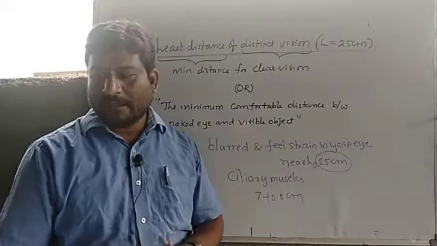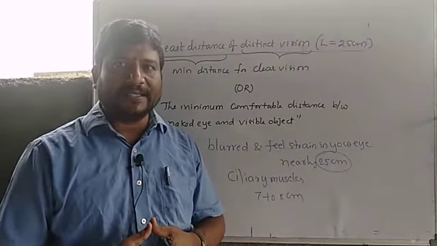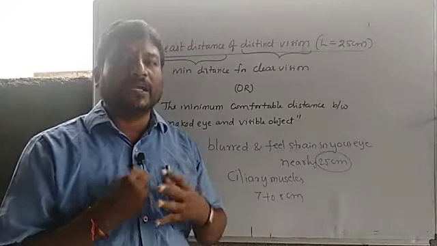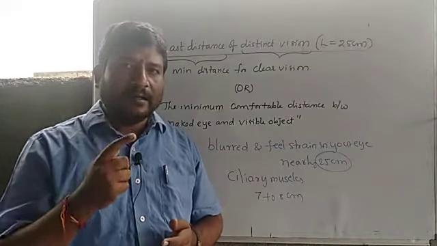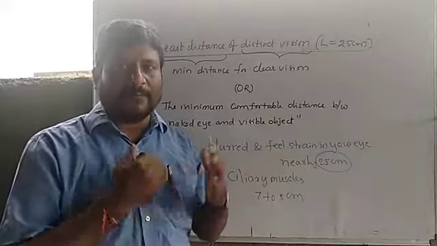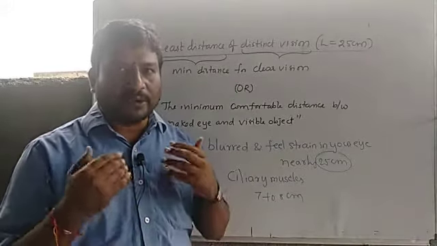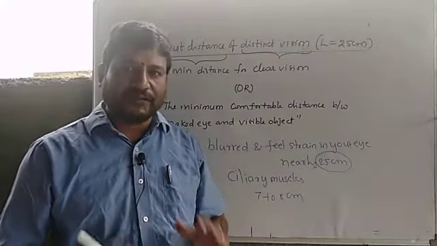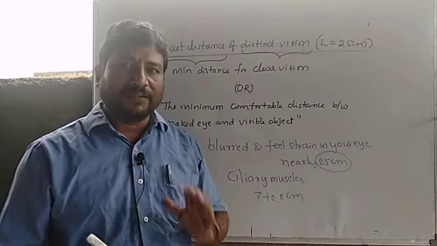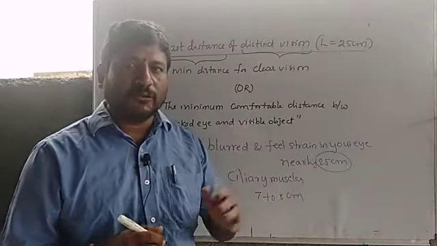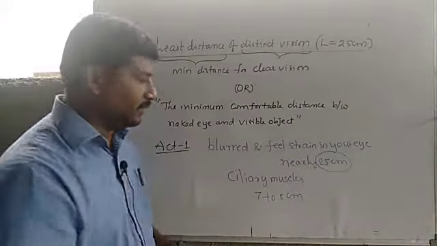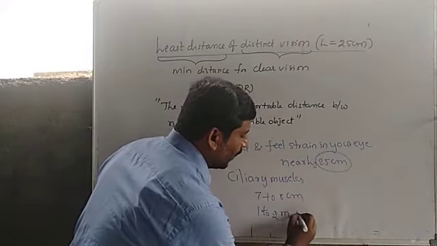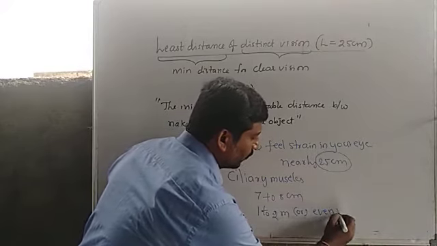In case of old persons, the ciliary muscles or eye muscles get weakened. They cannot sustain more strain, so the least distance of distinct vision for old persons shifts to a larger value, say 1 to 2 meters, or even more.